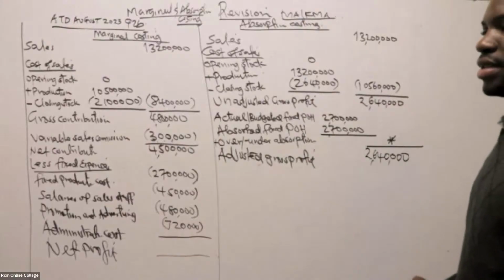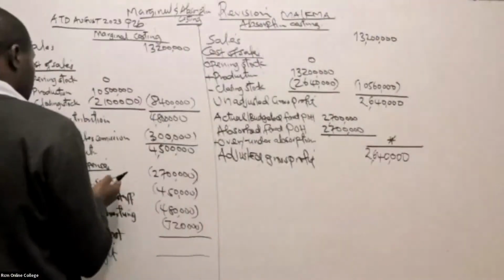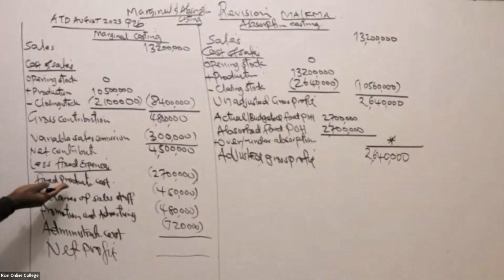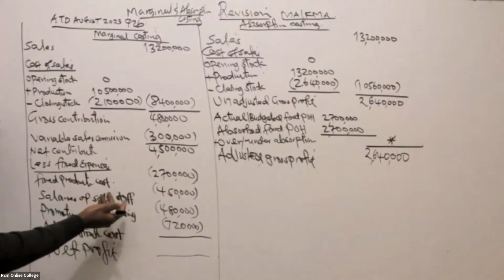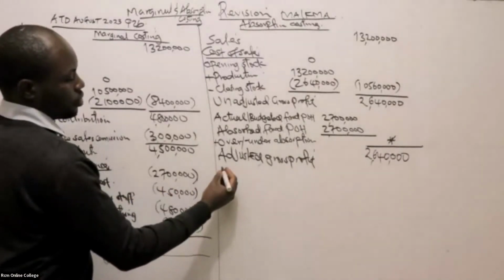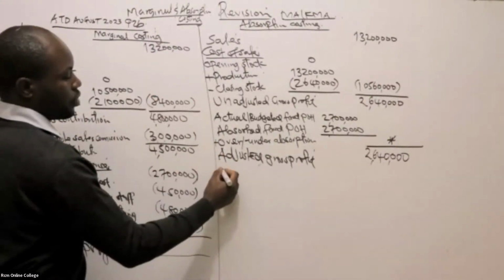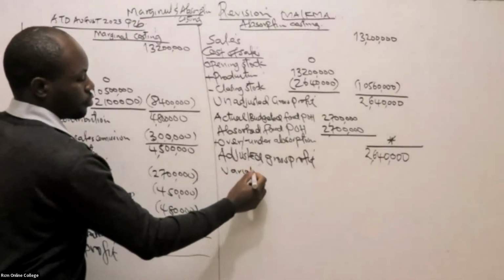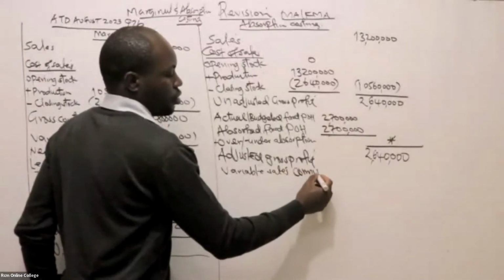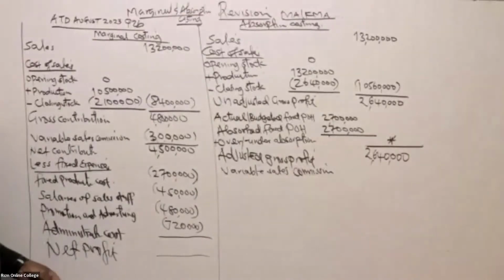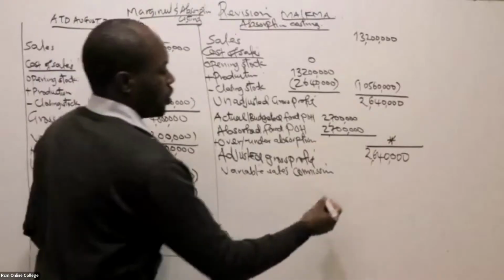Good. After doing that, the other items will come, copy and paste. For example, the fixed production overheads have been taken care of, so we don't need to bring them here. Go to salaries of sales staff, or even the variable. We start with the variable sales commission. It will not be affected because the number of units sold is the same under each method. So the variable sales commission, 300,000.